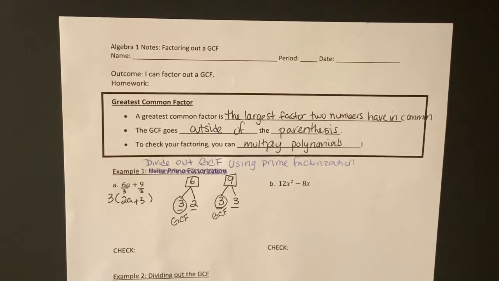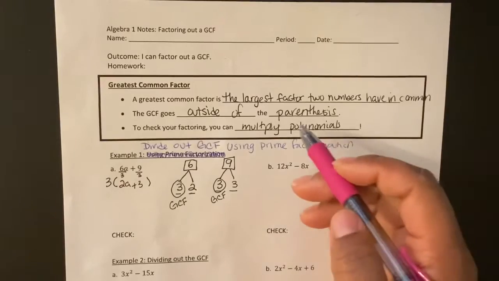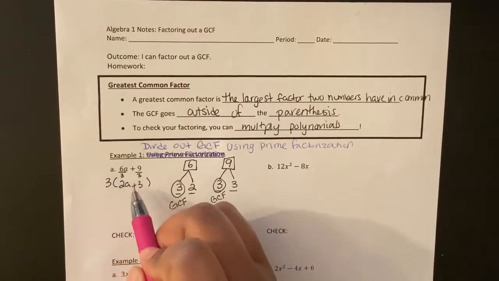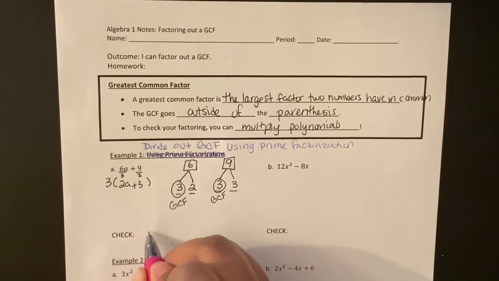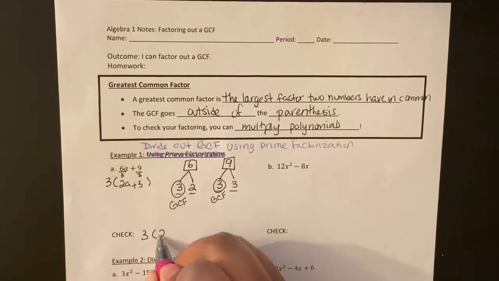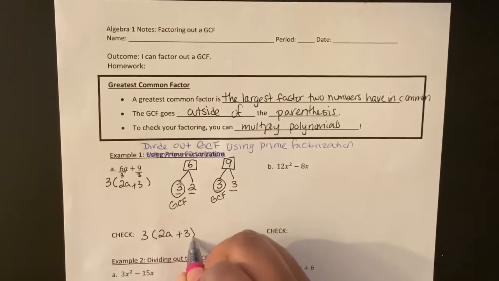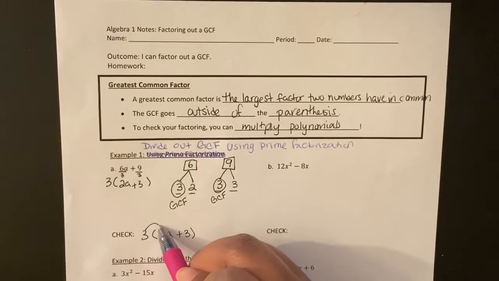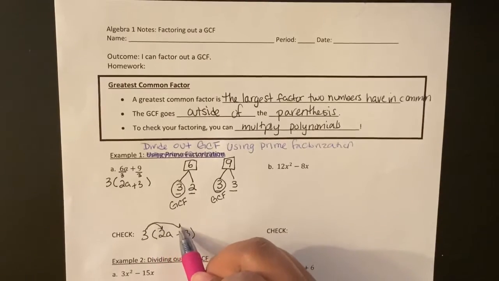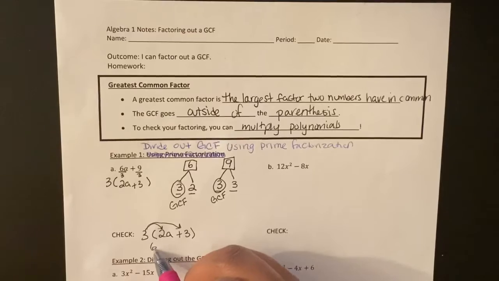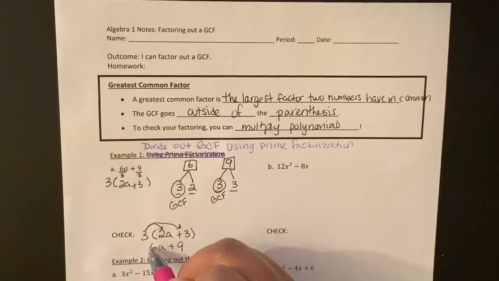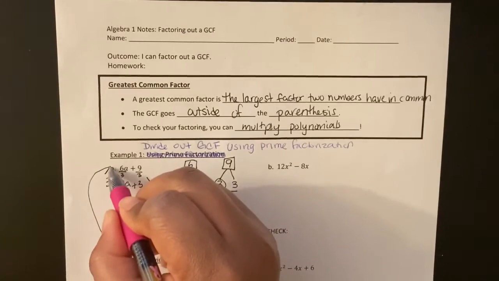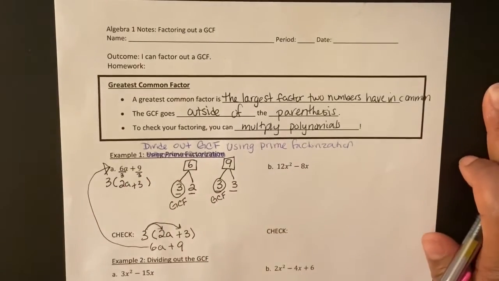And how I check this is by multiplying this polynomial. So 3 times 2a plus 3. Use my humps. 3 times 2a is 6a. And 3 times 3 is positive 9. And if you see here, we ended up back with what we had originally. That's how we know that it's correct.